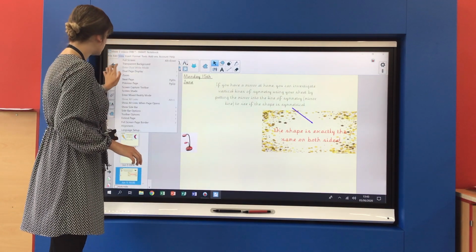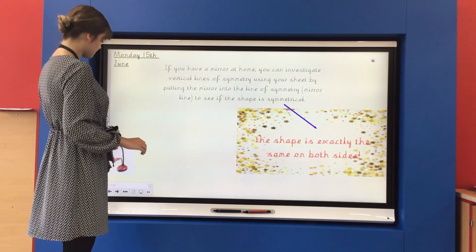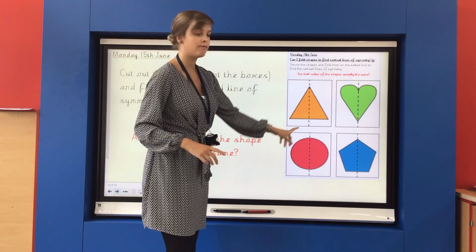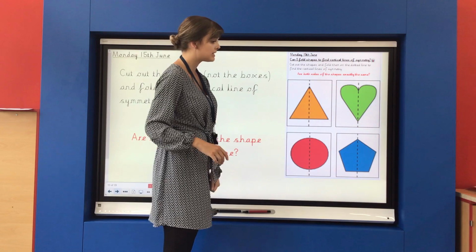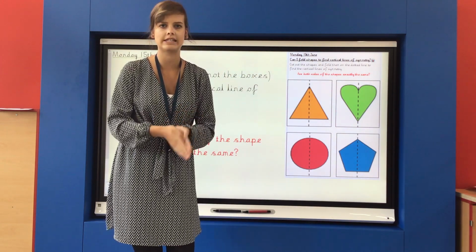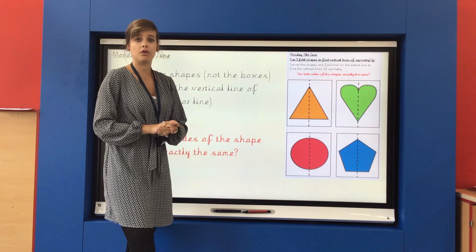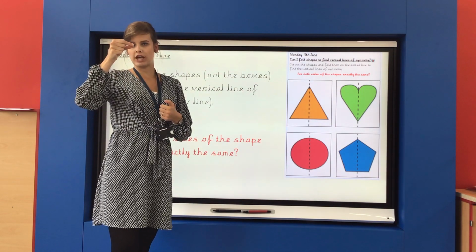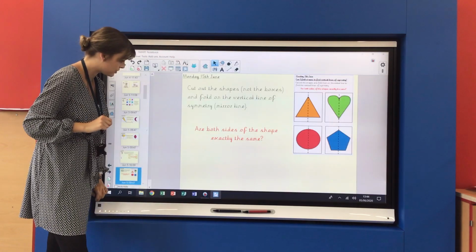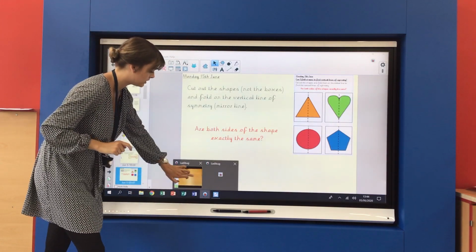Your next task today is you're going to cut out these shapes, not the boxes, just the shapes, and we're going to fold them instead and see if we can find that line of symmetry instead. Now when you are folding them, please try to make sure your shape is edge on edge. And again, I'm just going to switch my visualiser to show you exactly what I mean.